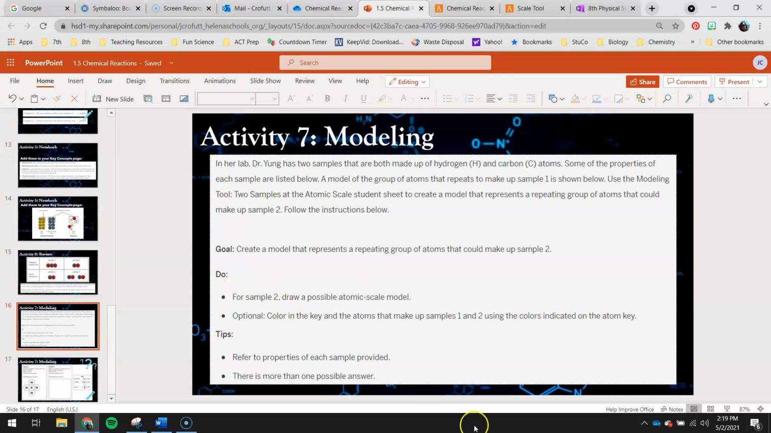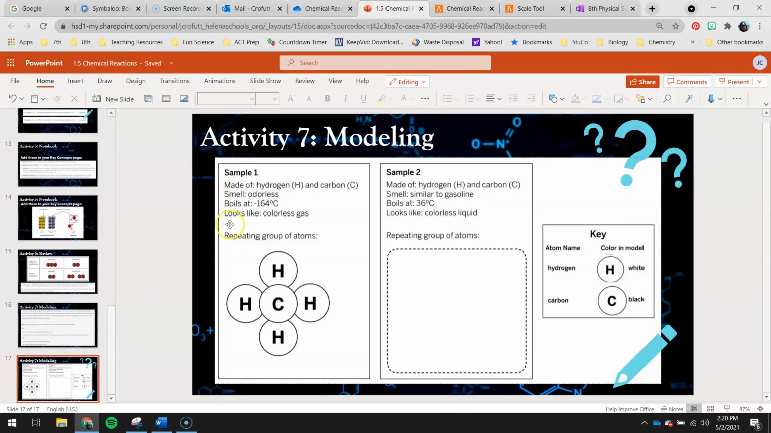So for sample 2, draw a possible atomic scale model. I'll show you that in a second. And then your optional task is to color the key, so I'll go over that. And then for tips, refer to the properties of each sample provided. There is more than one possible answer.